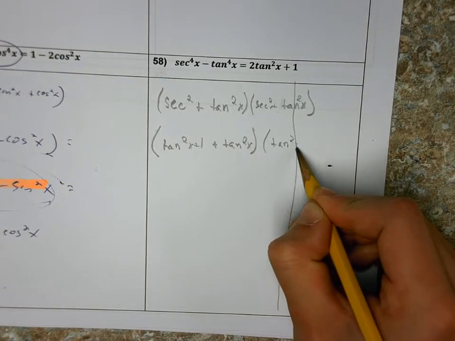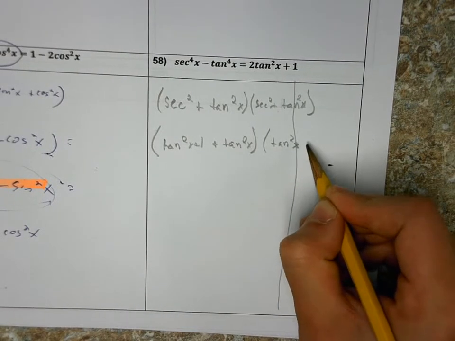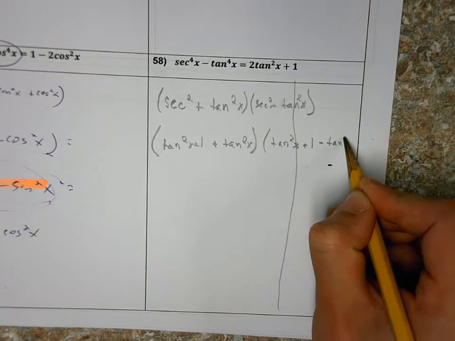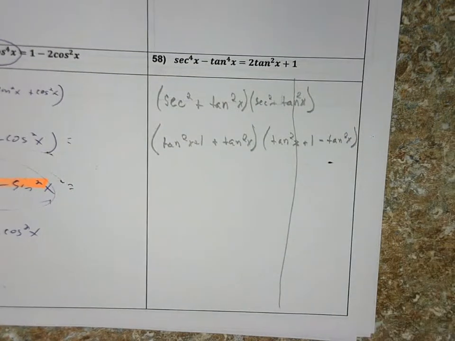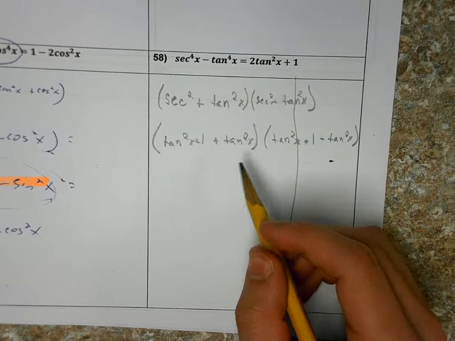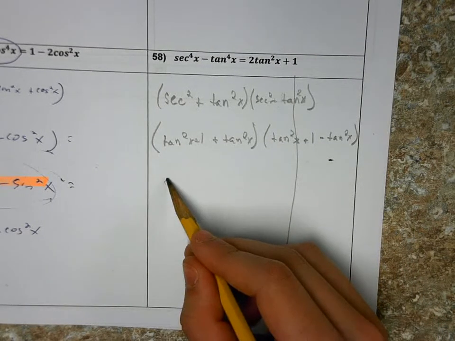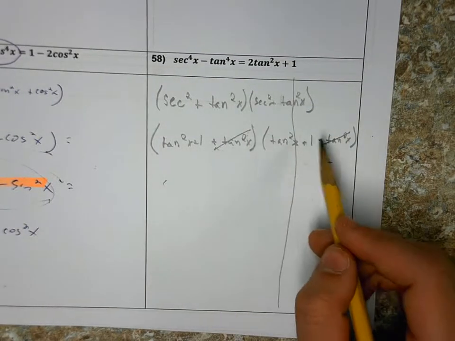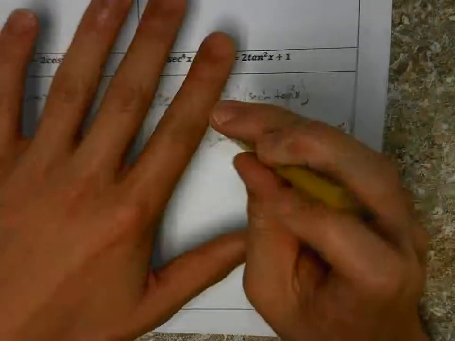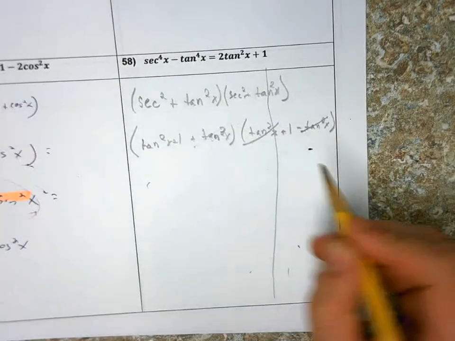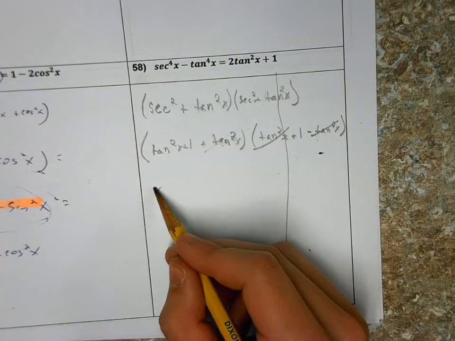Now that we can see there's a tan squared x plus 1 plus a tan squared x, and a tan squared x, so plus 1 minus tan squared x. If you look at the right side, tan squared x plus 1 and minus tan squared x, you can cancel out the two tan squared x's on the right side. Show them, cross them out. That leaves on the left side tan squared x plus 1 plus tan squared x, and on the right side it just leaves 1.